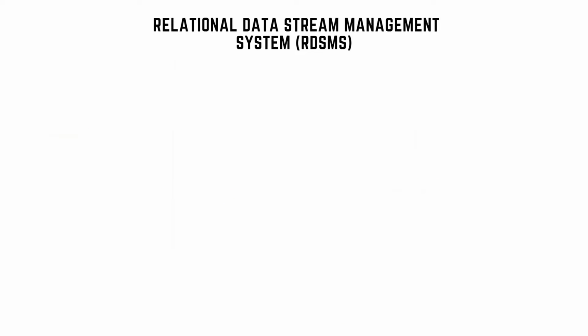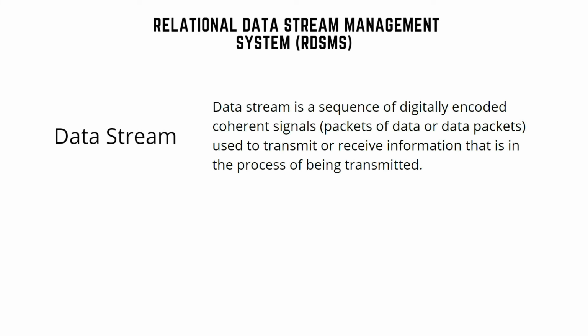Moving on, the next term is relational data stream management system. The only difference here is data stream. So let's understand what a data stream is. The formal definition is: a data stream is a sequence of digitally encoded coherent signals used to transmit or receive information that is in the process of being transmitted. The most important line here is that it is in the process of being transmitted.